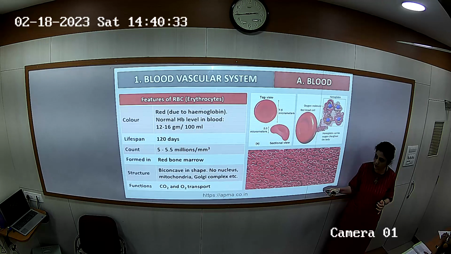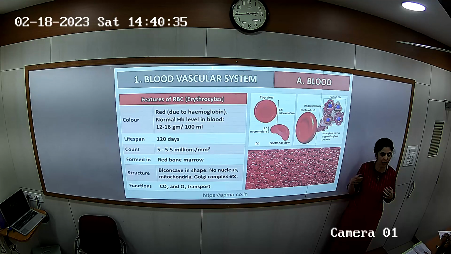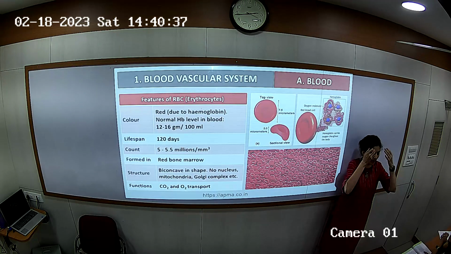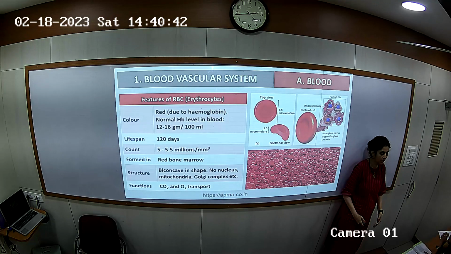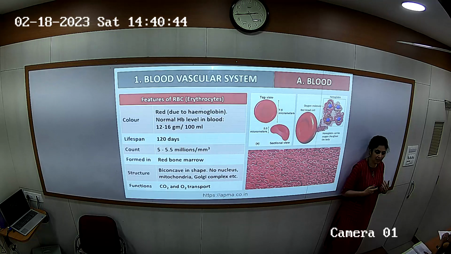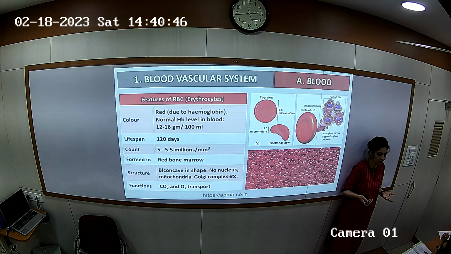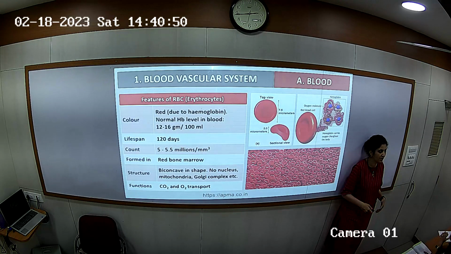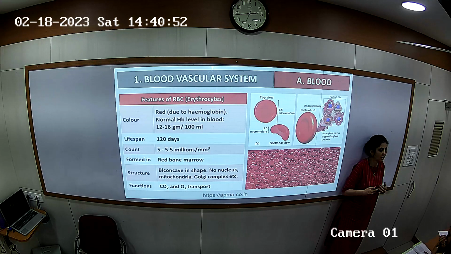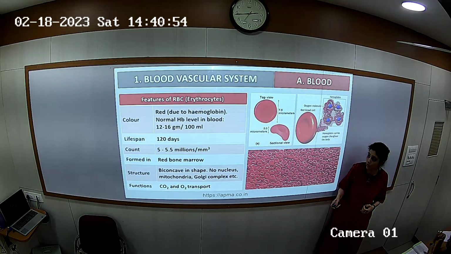Where is it formed? In the red bone marrow. Now bone marrow has got two parts. The red bone marrow is in the axial skeleton, in the skull, in the vertebral column, whatever it is, the red marrow, where the formed elements are taking form. I mean, they're taking birth over there. Okay? The genesis of all the RBCs, WBCs, platelets, all of them are formed in the red bone marrow.